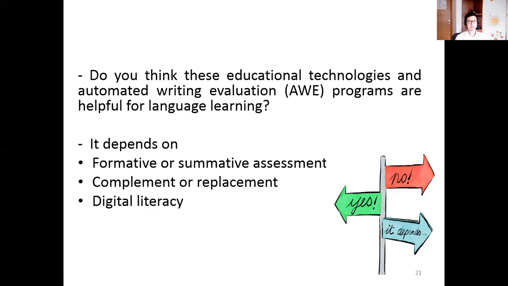Digital literacy. As mentioned earlier, digital literacy is very important for students to benefit from these AW programs. They need to know and understand how these programs work. Student engagement is also paramount for the success of language learning. They need to be actively engaged in the writing and revision process to benefit from the information generated from the AW programs. Of course, there are multiple factors, and I hope that you can come up with many more.